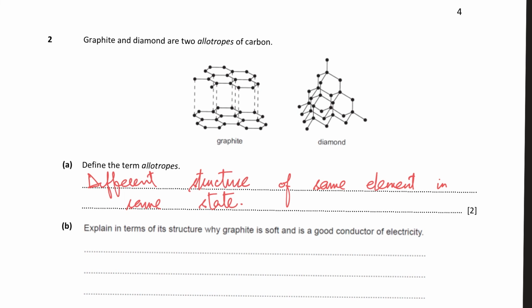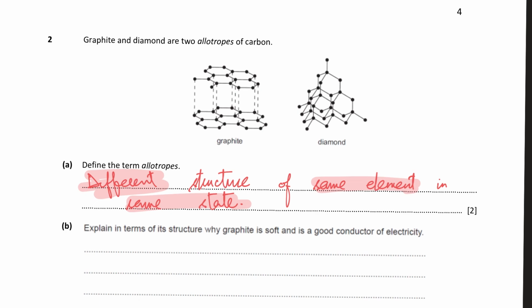So three main ideas here. Number one, they are different structures. That's the difference. But they are the same element. That's the common thing. And they have to be in the same state. That's the third common thing. So they should all be solid or they should all be gaseous in the case of oxygen and ozone. So in the case of graphite and diamond, they're both solids, they're both carbon, but they're different in structure. So that's what makes them allotropes.